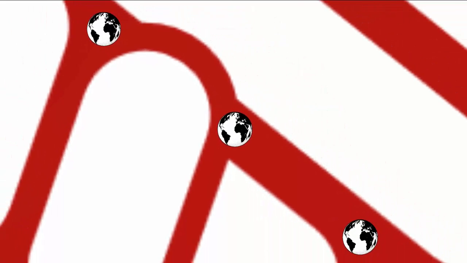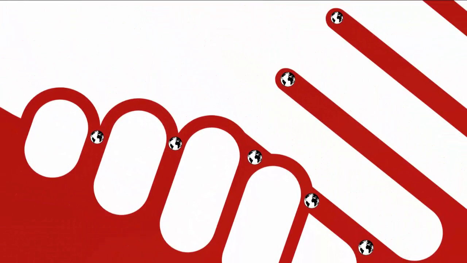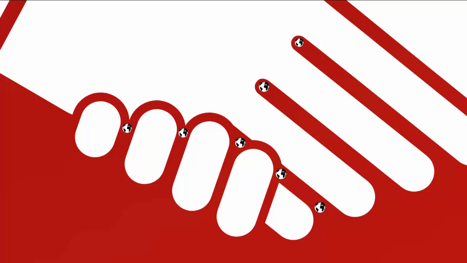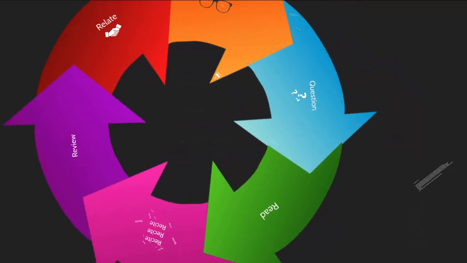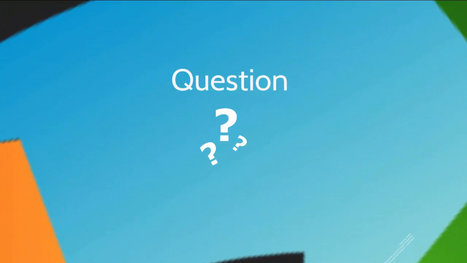Instead, relating means experiencing and contributing yet another link in the vast network of information in which you are a relevant part. The one stage left to cover, questioning, should occur throughout your reading process. That is, before you begin reading, while you're reading, and after you've put the text down.